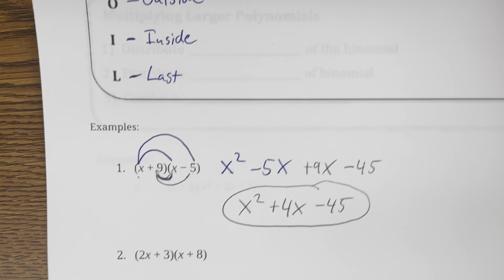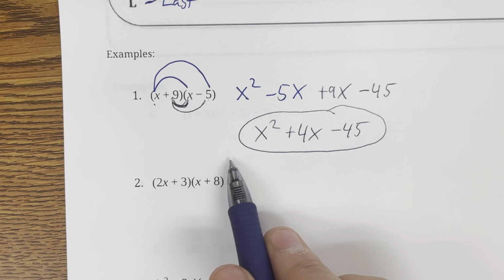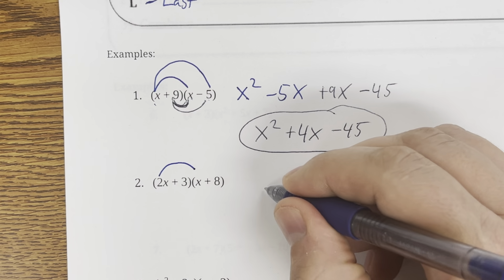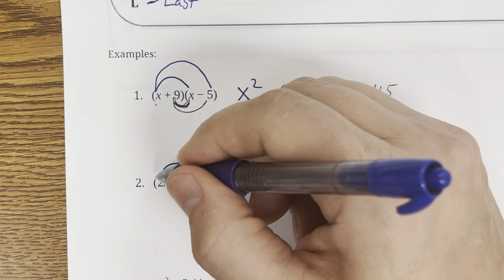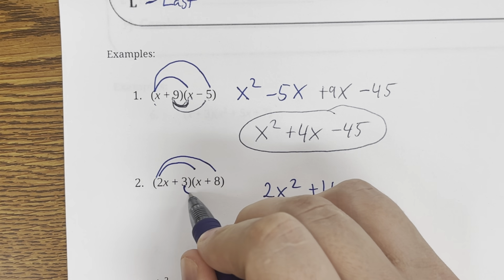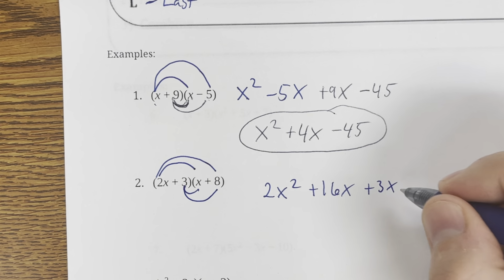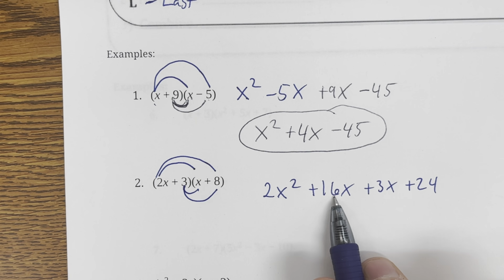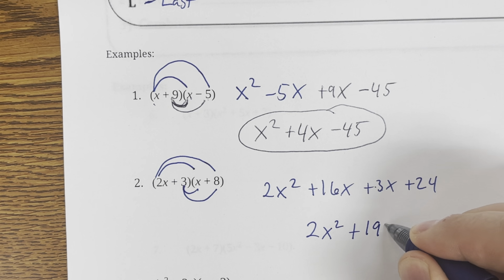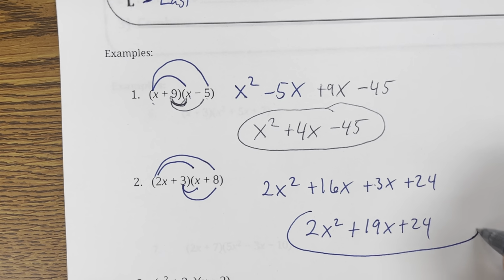Okay, so our next example, again, we're using the FOIL method. Distribute the 2x, then distribute the 3. So first, outside, inside, last. 2x times x is 2x squared. Don't forget the x squared. 2x times 8 is a plus 16x. Now we multiply the 3, so 3 times x is 3x, and 3 times 8 is 24. Combine the two like terms in the middle. And I still have my 2x squared plus 19x plus 24. We got it. Circle it up.